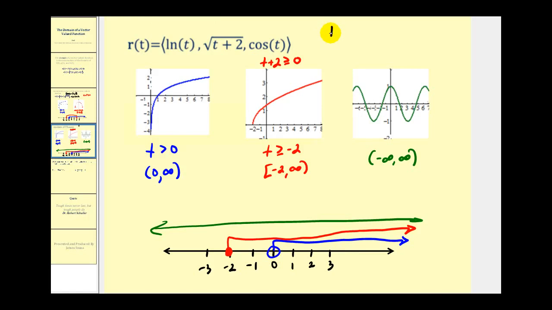Therefore, the domain of this vector-valued function is t greater than 0, or using interval notation, we could express it from 0 to positive infinity, where it's open at 0.